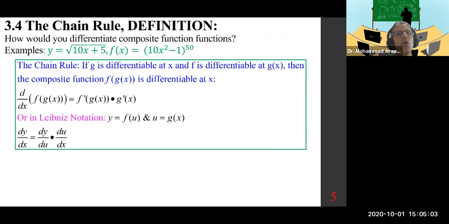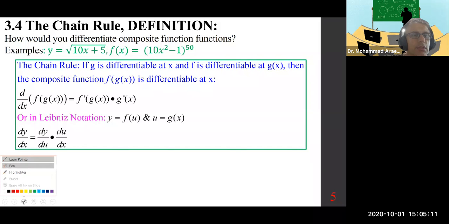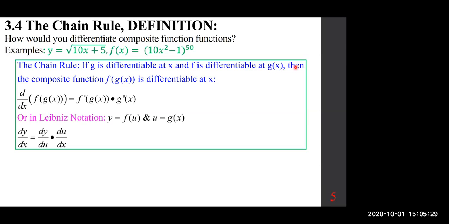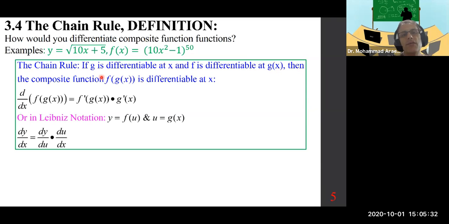All right. Why do we need the chain rule? Okay, so we can handle examples such as the square root of 10x plus 5, or examples such as (10x squared minus 1) to the power of 50. Okay, in which case, here's the chain rule. If g is differentiable at x and f is differentiable at g of x, then the composite function f of g of x is differentiable at x. So what is the derivative of f of g of x? The outer piece, the shell, is f, so take the derivative f prime evaluated at the inner piece g of x.